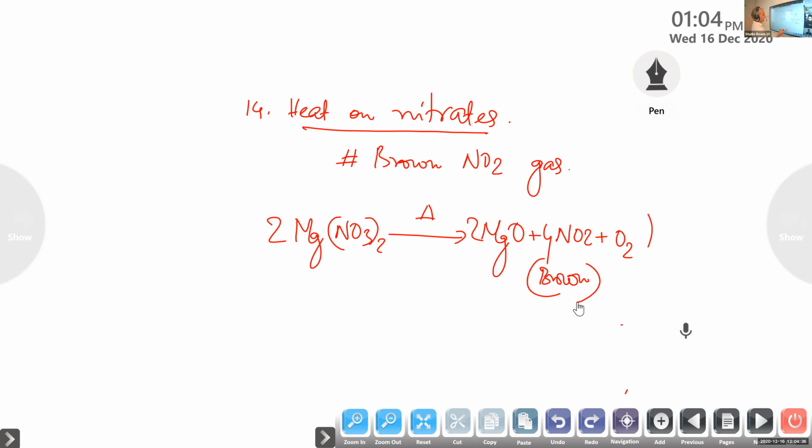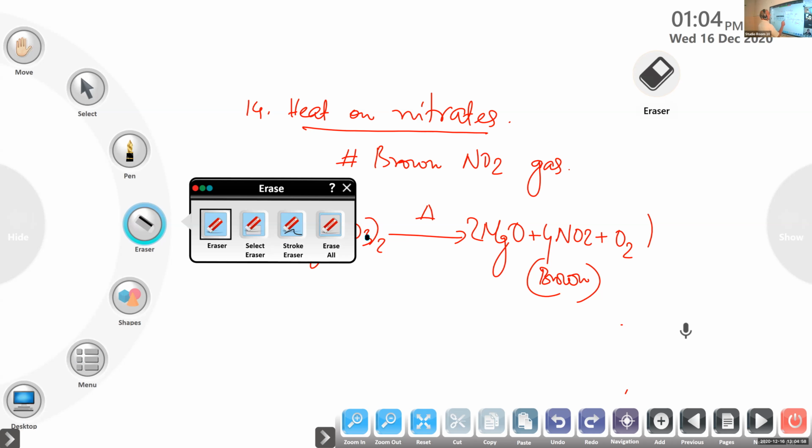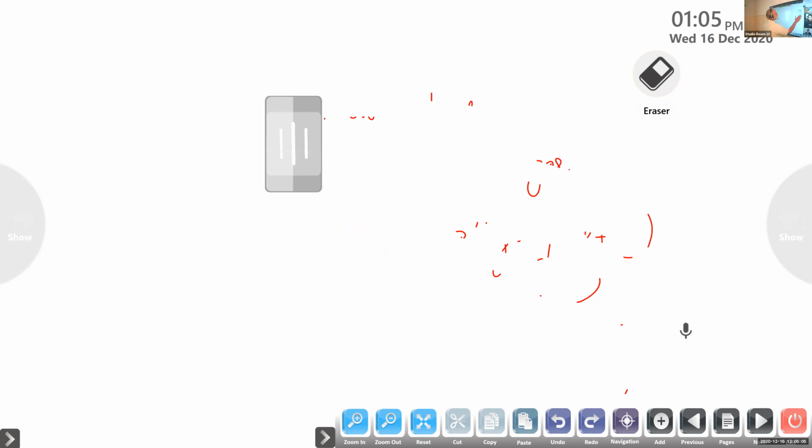We have to do this test next year. You will be given nitrate salts, and one of the tests to identify the nitrate salts is action of heat. So when nitrates are heated, they decompose with the production of a brown nitrogen dioxide gas. Okay, so it finishes the chapter, the alkaline earth metals.